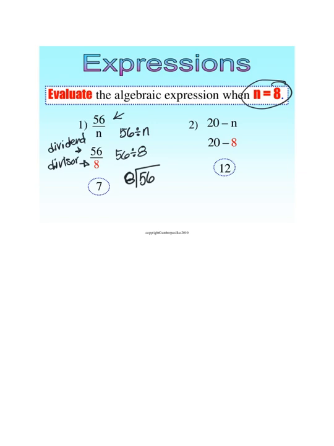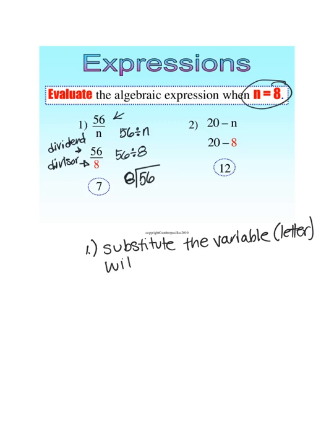Everything I have showed you is a one-step problem. Some of them in the beginning were 2 steps. So first thing you're going to do is substitute the variable, which is the letter, with the number given. Then you're going to follow order of operations.